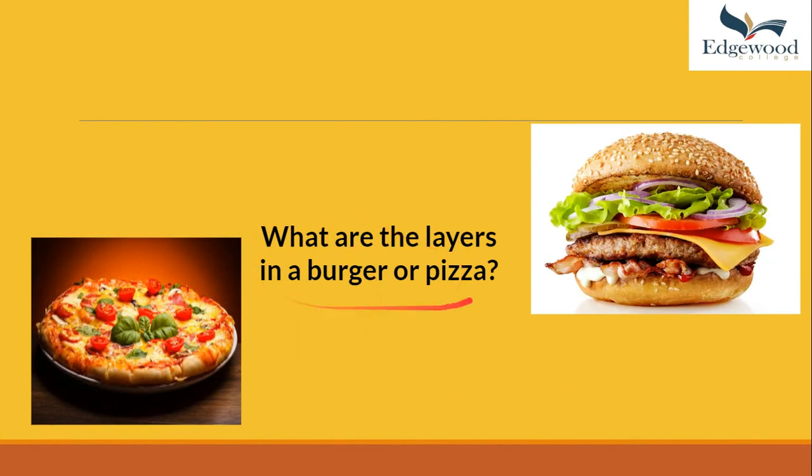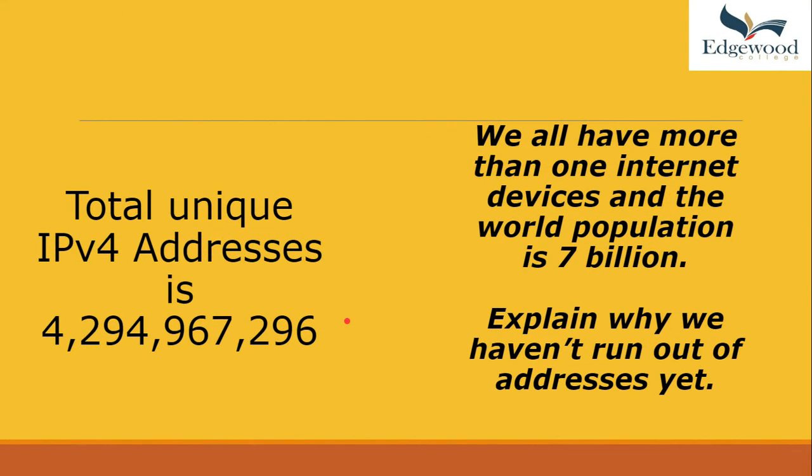Now I want you to look at this and tell me the layers in the burger and the pizza. We're going to talk about it in our live class. And this is another question again. We have about 4 billion IP version 4 addresses. Why is it we have not run out of IP addresses yet? You are going to tell me why, because we have 7 billion people in the world, and devices are more popular every day on the internet. So you will tell me about that in our live class.